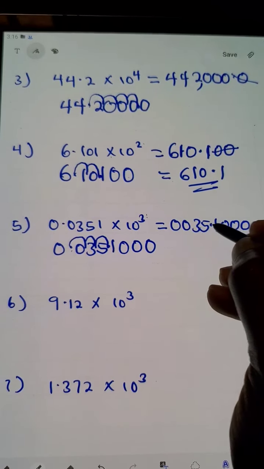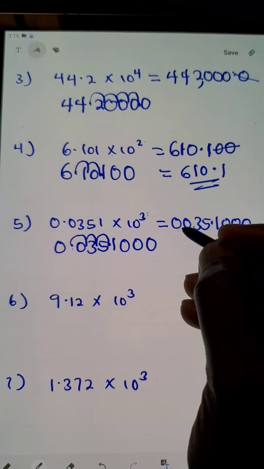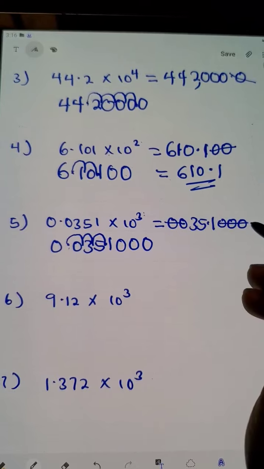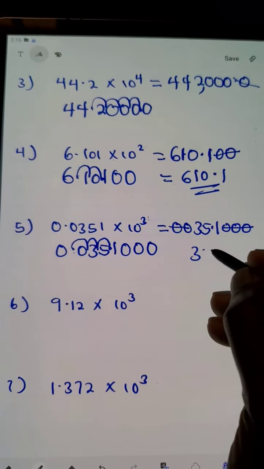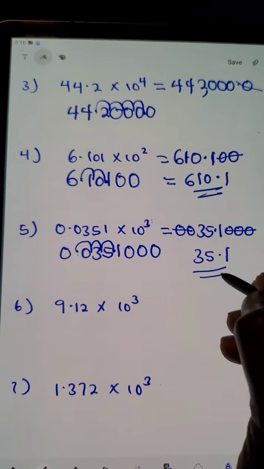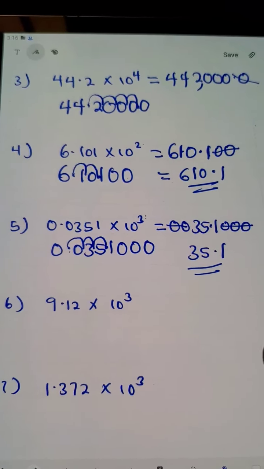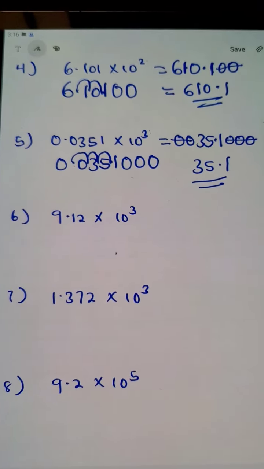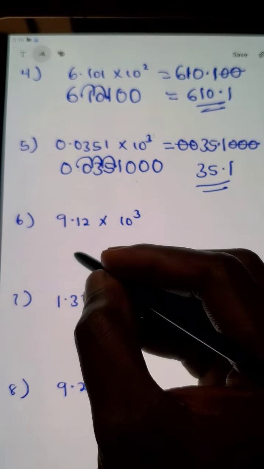00351.1000. And I told you if 0 starts a number, you're going to cross out the 0, and at the end you cross out the 0s. Then the final answer is 35.1. It means 0.0351 times 10 raised to the power of 3 will give you what? 35.1. Same thing applies to question number 6.